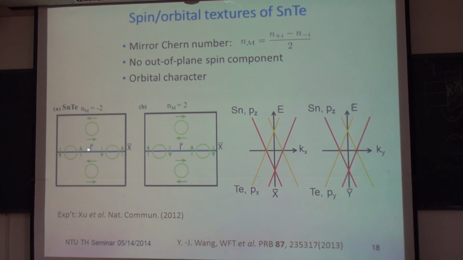Here I draw the spin texture of this Dirac surface state. What you can see is that with different mirror Chern numbers of different sign, you can have different types of spin texture.